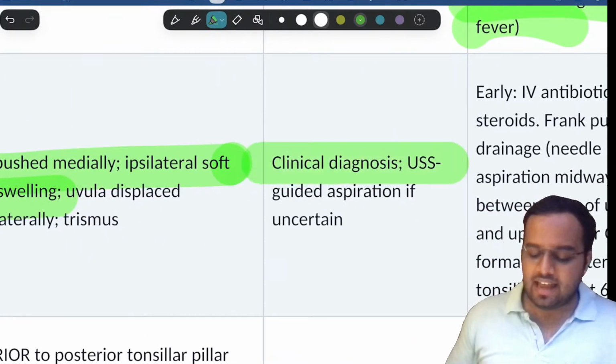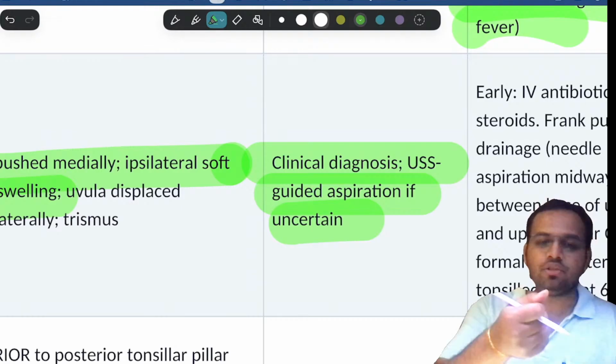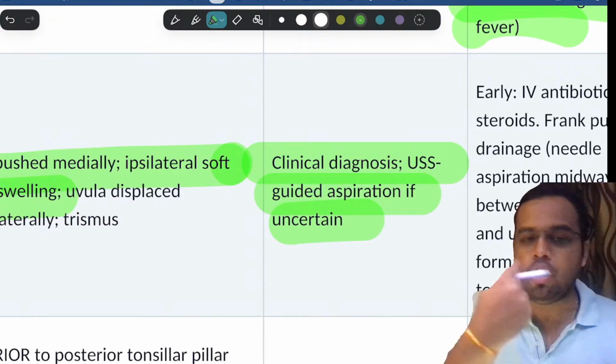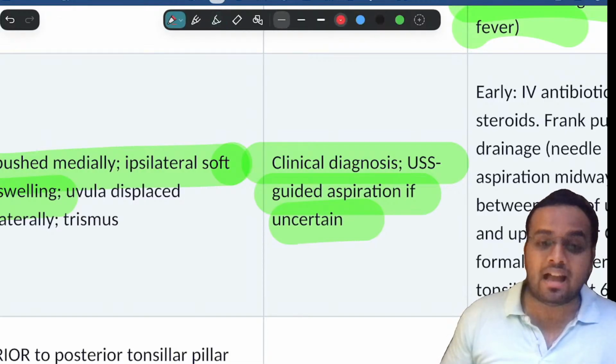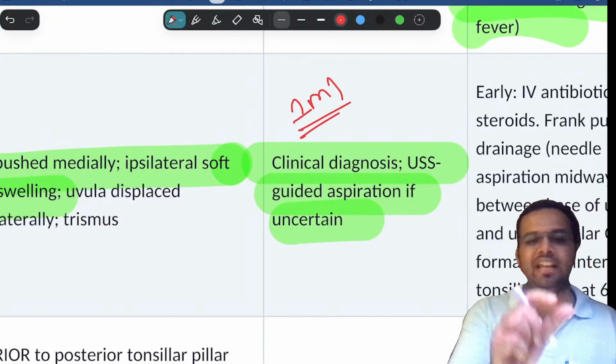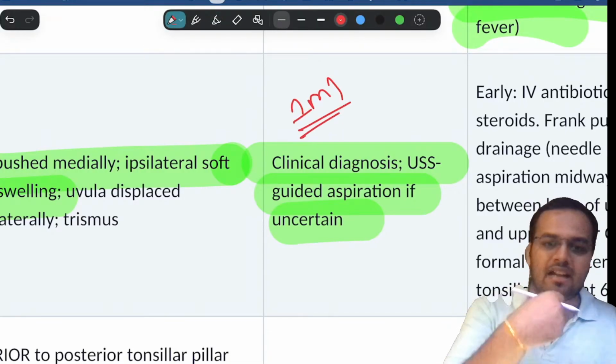It is a clinical diagnosis, and you can just go for USG guided aspiration, or you can put a small nick over the anterior pillar and all the pus is going to come out. Sir, how much pus will come out? Hardly 1 ml, because that space is very small. Just give an incision and let the pus come out.